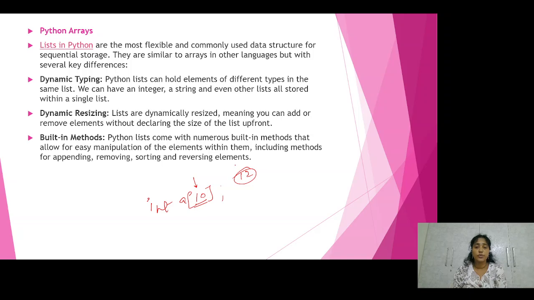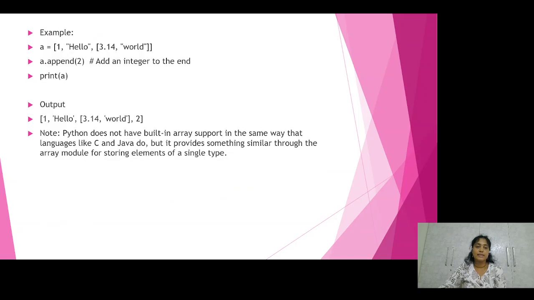Python lists come with numerous built-in methods that allow for easy manipulation of elements within them, including methods for appending, removing, sorting, and reversing elements. There are many built-in methods available with the list. By using those built-in methods, you can complete your task easily. These are the major key differences in the list when we discuss the differences between arrays and lists.